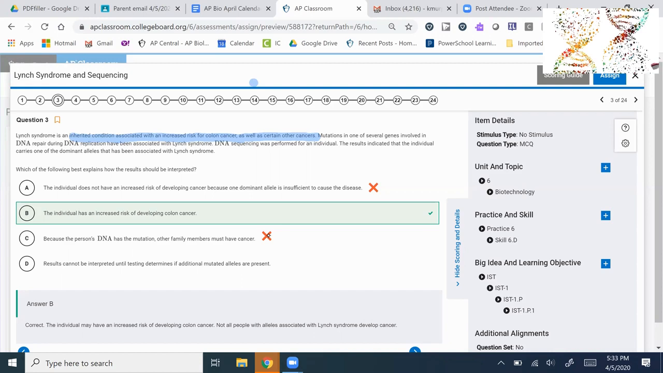Results cannot be interpreted until testing determines if additional mutated alleles are present. That is not right. Remember, it said it's associated with other cancers. So B, the individual has an increased risk of developing colon cancer. It tells you that. It tells you alleles associated with it. So that is the correct answer.